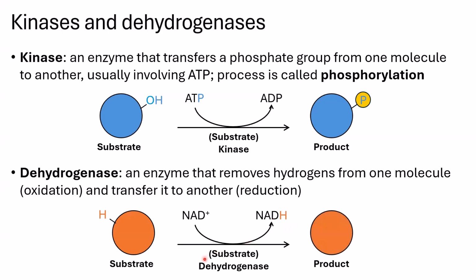Like kinases, dehydrogenases are usually named for the molecule that they are dehydrogenating, that is, the molecule that they are removing the hydrogen from. Like kinases, they can also work in reverse, so the same dehydrogenase can also remove the hydrogen from NADH instead and give it back to the substrate.